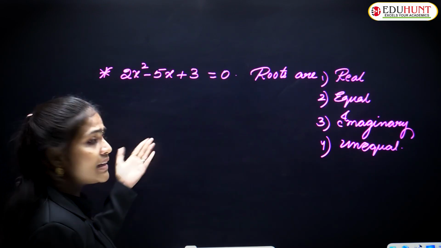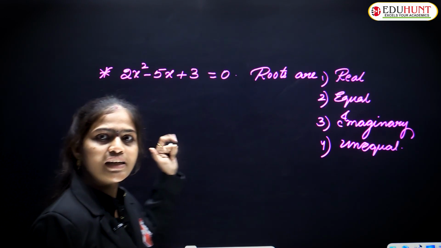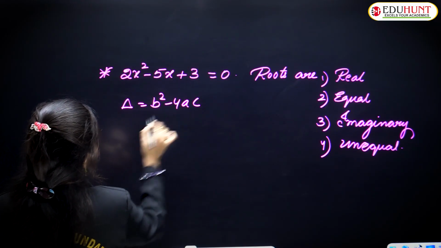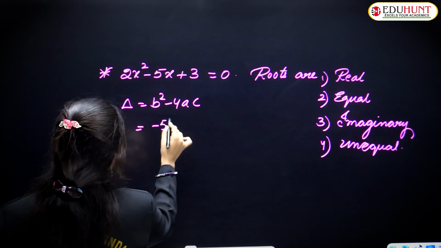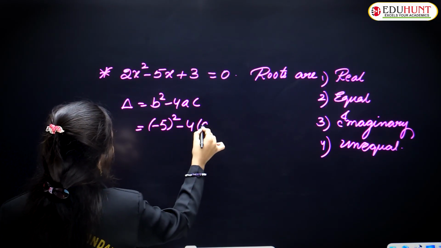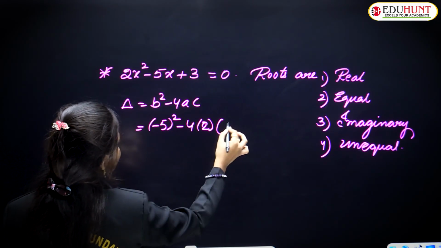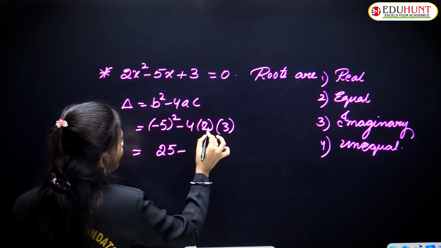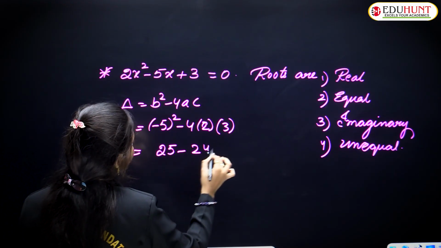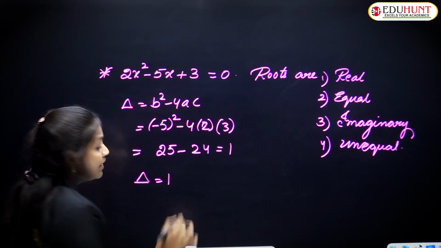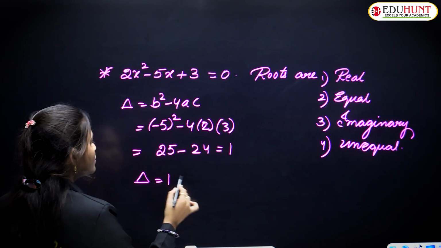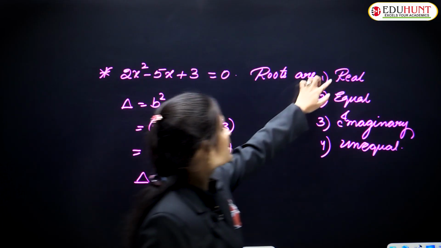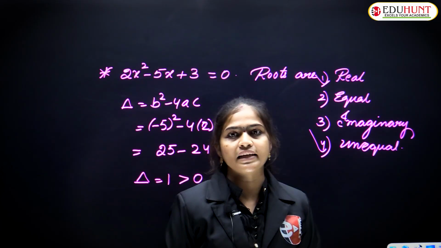So see here how we can say that. Again we need to find the roots? No need, directly go for the delta. So delta is equal to b square minus 4ac, which equals b is minus 5, whole square, minus 4 into a is equal to 2 and c is equal to 3. So 5 square is 25, minus 4 into 2 is 8, 8 into 3 is 24. So again we are getting delta is equal to 1, which is greater than 0. So delta is greater than 0, the roots are real and unequal.